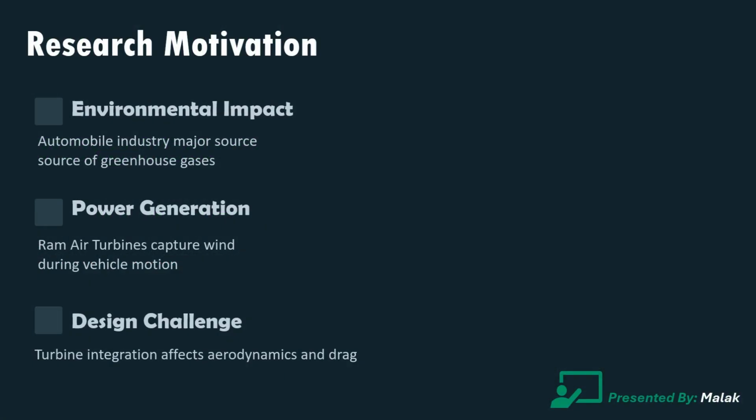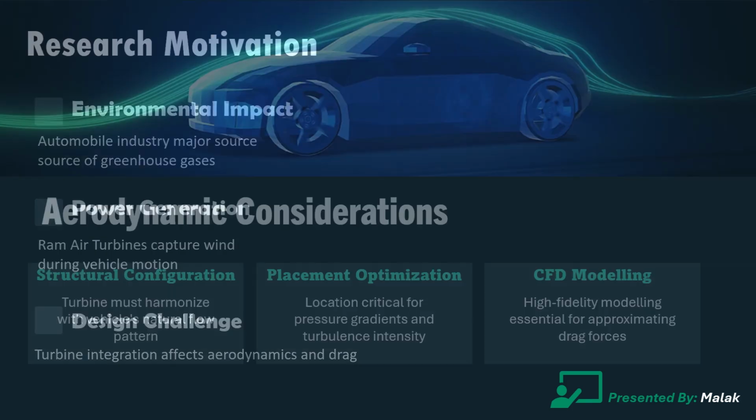Our motivation lies in the environmental concerns tied to the transportation sector. EVs help reduce emissions, but they still depend on external charging sources. To enhance sustainability, we explore onboard wind energy harvesting using ram air turbines, which convert relative wind during motion into usable power. However, integrating a turbine into a vehicle isn't simple. It introduces aerodynamic and mechanical challenges that can affect performance. Our goal is to develop a system that maximizes energy recovery without compromising efficiency.